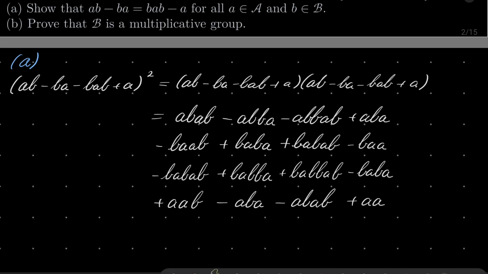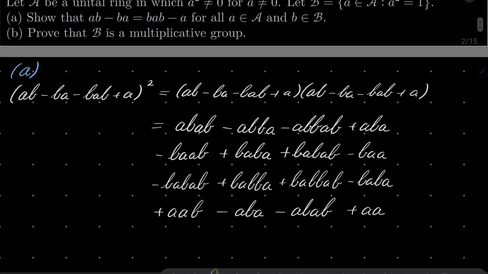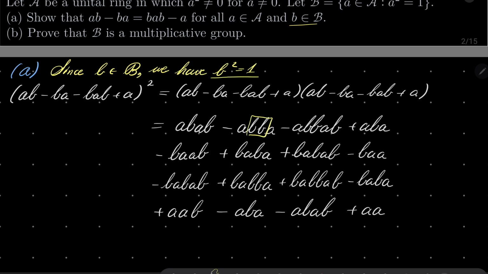And now, let's use the fact that B is in our set B. Well, since B is in set B, we have B squared is 1. B times B is 1. And let's take a look. Here we have exactly B times B, so it's 1. Likewise, here we have 1, 1, 1, and that's it, 4 times.